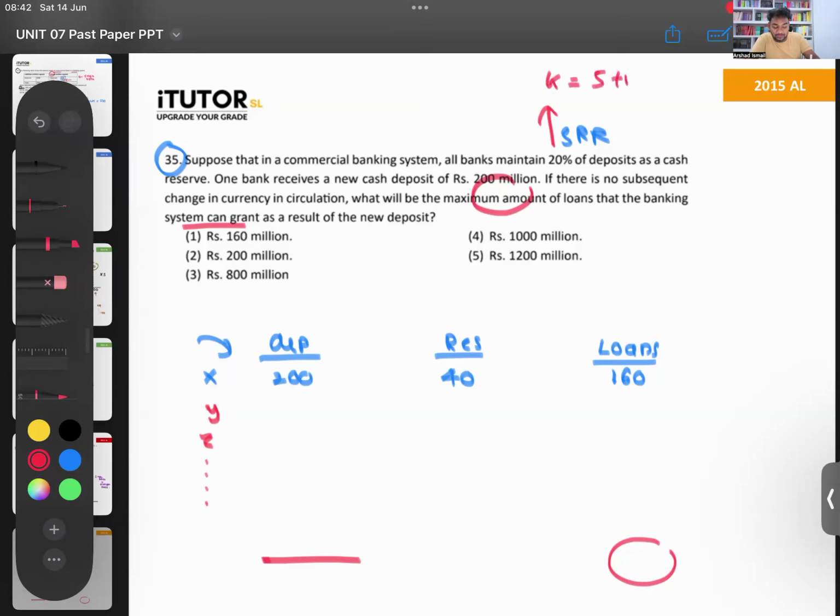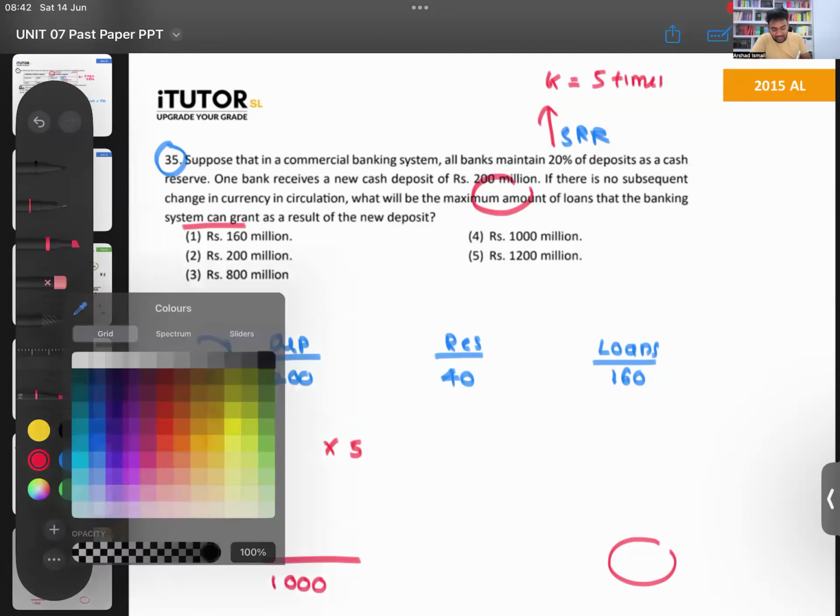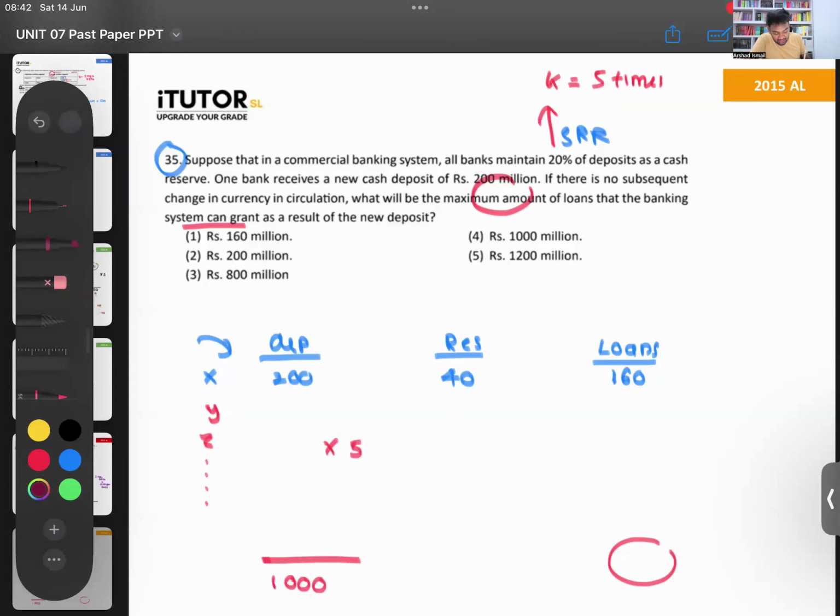We have done one before also, no? You can't, in your A-level paper, calculate the equation every time. So this 200 will get multiplied by 5, and that means in the entire banking system there would be deposits of 1,000 million. If the entire banking system has deposits of 1,000, how much reserve should it have? SRR is 20%, so of the 1,000 they have to keep 20%. But remember, that is also equal to your initial deposit. They'll have to keep 200. That means the entire banking system would have given 800 million in loans.